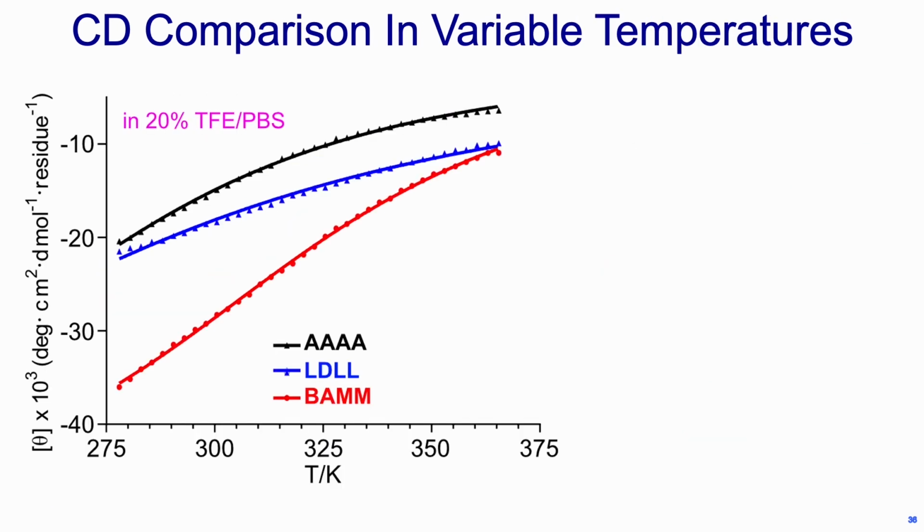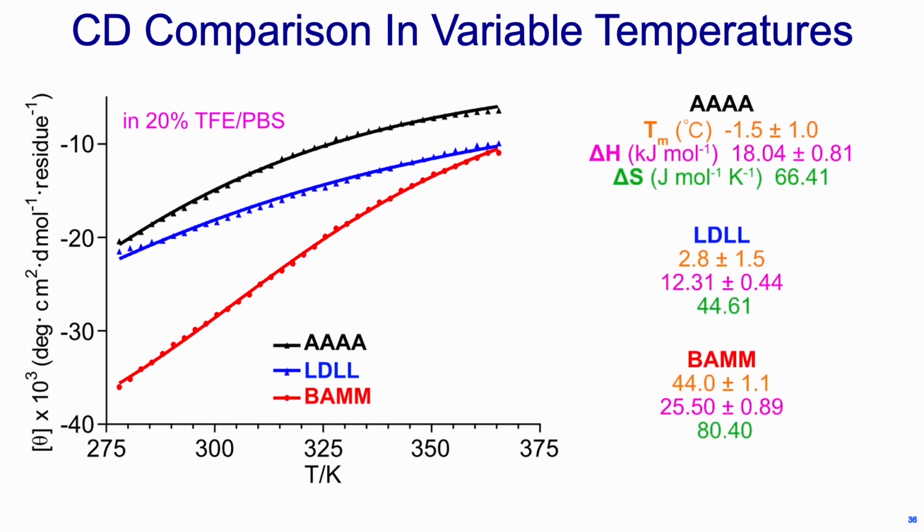We did a Van't Hoff-like variable temperature CD study to extract thermodynamic data. And in 20% TFE PBS, we got melting temperatures that increase from the negative to the natural ASX turn with the hydrophobic triangle to the BAM, both in terms of enthalpy and entropy.